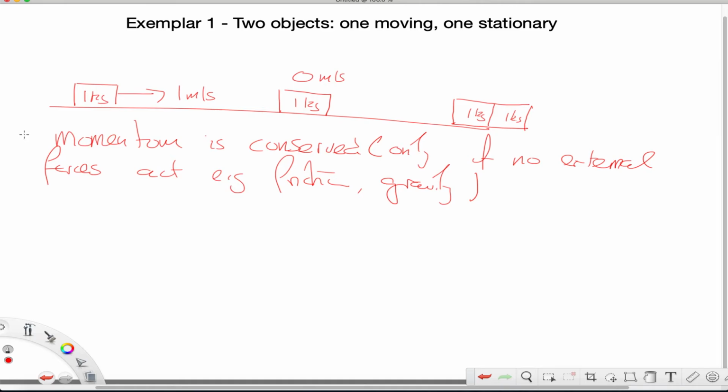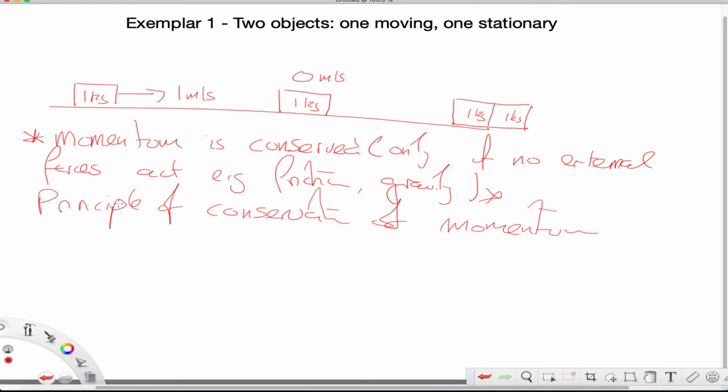So this is the principle of conservation of momentum: that momentum is conserved if there are no external forces acting. What that means is the momentum before an event equals the momentum afterwards.